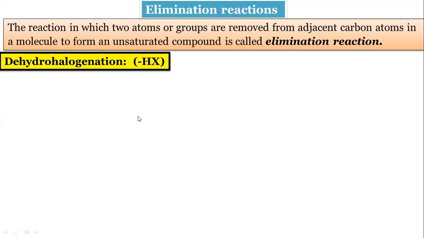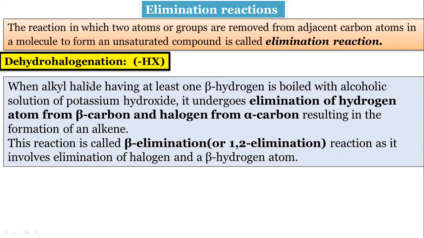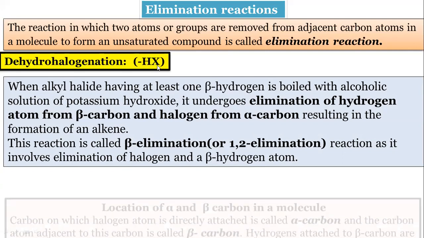Dehydrohalogenation reactions. What are dehydrohalogenation reactions? We have to remove the hydrogen and halogen. The carbon to which the halogen is attached is called alpha, and the carbon nearer to this alpha is called beta. Beta carbons and alpha carbons are there in the reaction.